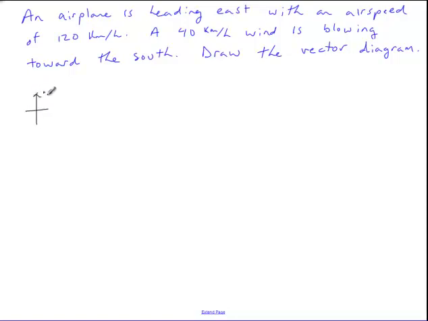Let's draw it. This is north, 120 kilometers an hour. A 40 kilometer an hour wind is blowing toward the south. Toward the south looks like this. This is east, this is south.